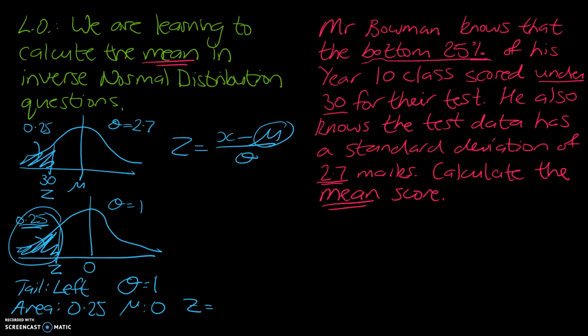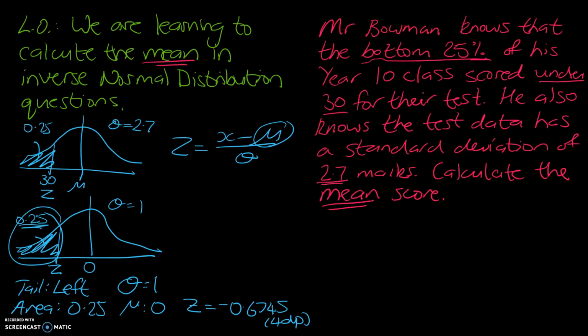And if you put that all into your calculator, you're going to get a z value of negative 0.6745, and I've rounded that to 4 dp. And I just want to emphasize that negative sign has a really important role. So we can't drop the negative sign or add a negative sign. We need to really pay attention to whether or not our z value is positive or negative.